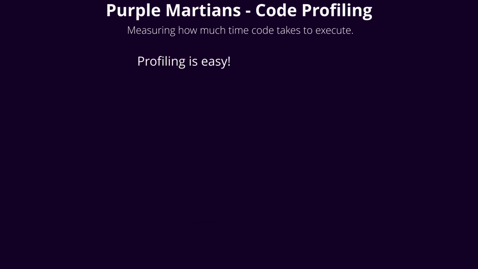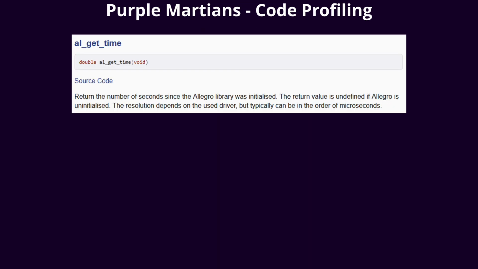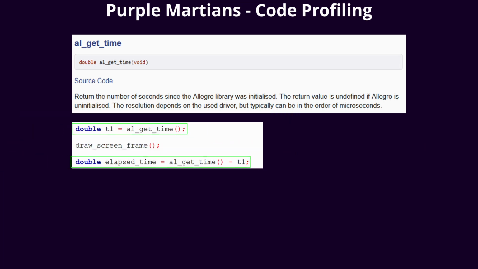It's actually very simple to measure how long it takes to execute a specific section of code. All you need is a high-resolution timer. I use a timer routine from the Allegro library, al_get_time, which typically has a resolution in the order of microseconds. I record the time before and after the code I am profiling. This works great. But then, what do I do with the value?